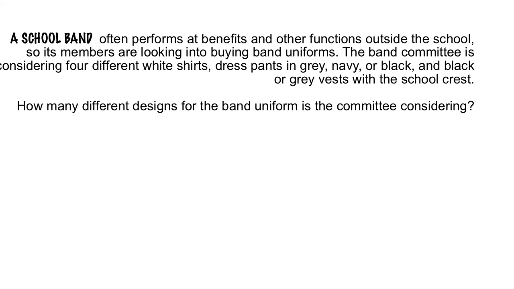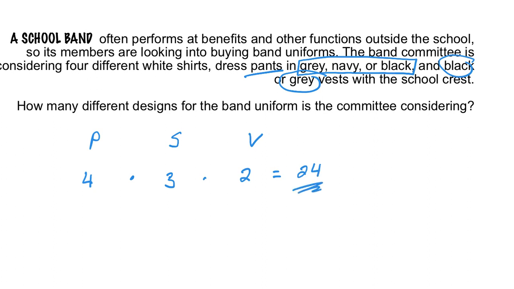So we have pants, we have shirts, and we have vests. 4 different shirts. Pants are gray, navy, or black, so that means we have 3 different pants. Black or gray vests, which means we have 2 different vests. Multiply through 4 times 3 times 2. We have 24 different band uniforms that the committee is considering.